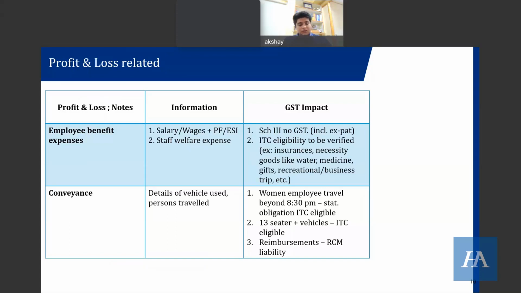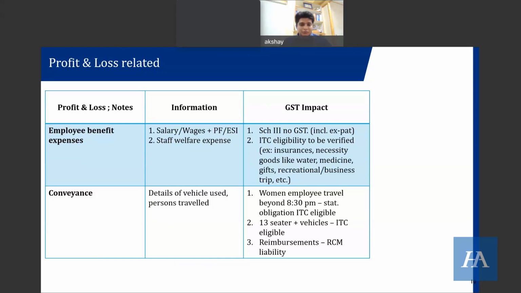There is also an implication of RCM liability on the rent-a-cab. So whatever reimbursements I'm providing to my employees against the rent-a-cabs may also be liable. Please note, if you're taking Ola, Uber, they are generally charging the 5%. But if you take another vendor who is not registered, or is registered but is not a company, then the reverse charge would have to be paid by the company, the recipient being a company.